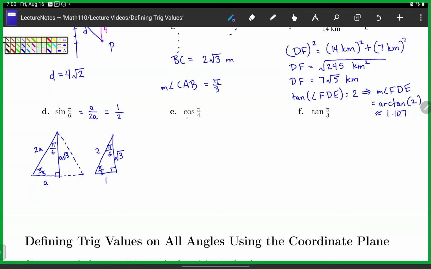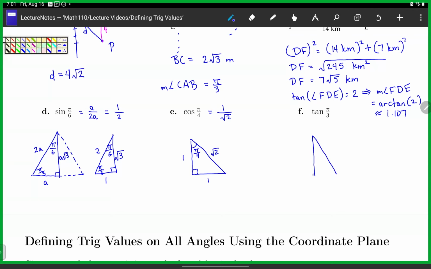Okay. Cosine of pi over 4, I'm going to use the isosceles right triangle, or the half square. So this is going to be 1, 1, and square root of 2. Here's my pi over 4. Adjacent over hypotenuse is 1 over square root of 2.